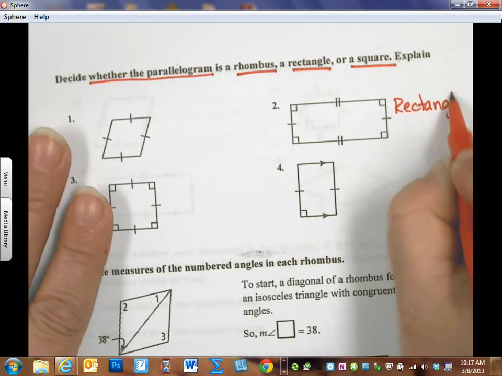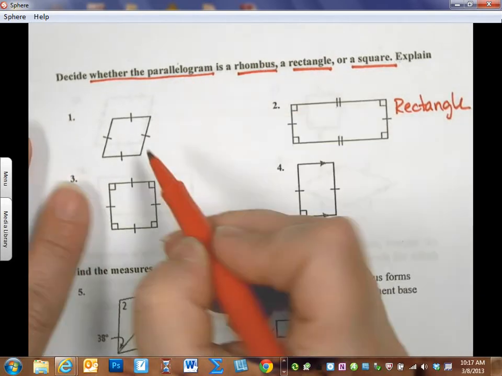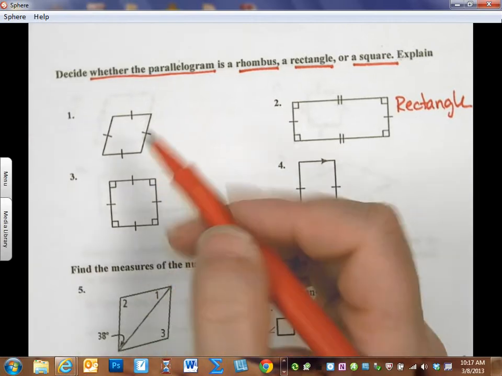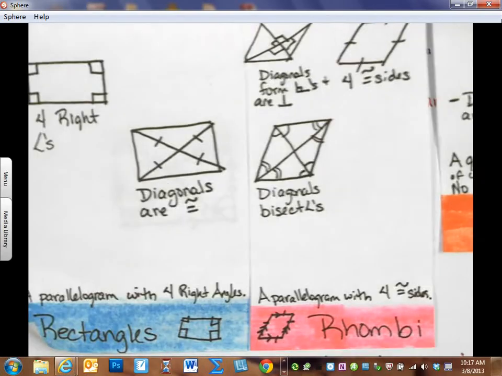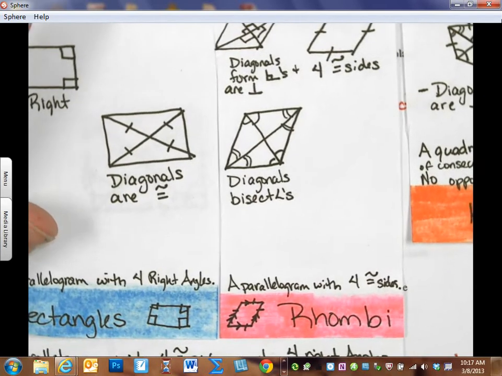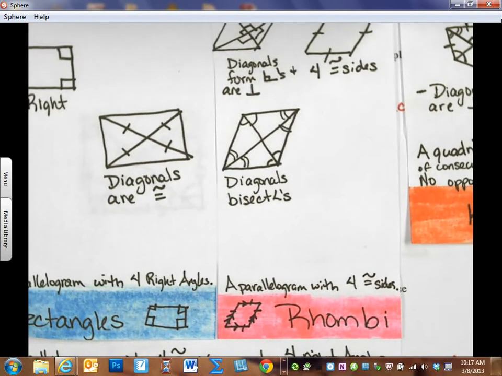Do you see how you're going to do this? You're going to look, where is it that I have 4 sides that are congruent? That's a rhombus. Where do they define that I have four sides congruent? Rhombus. So does that make sense? Does that make sense to you, Darrell? Yeah, it's fine. So it is a rhombus.